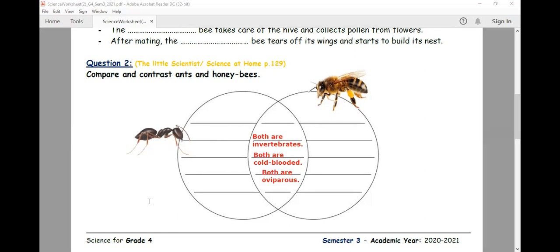How are these two animals different? The difference is that the insect, the ant, the drone, it's an ant. It doesn't have wings, but bees have wings. Ants don't have wings, but drone bees also have wings.